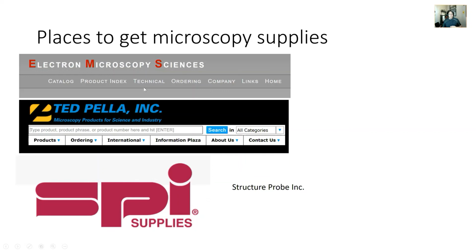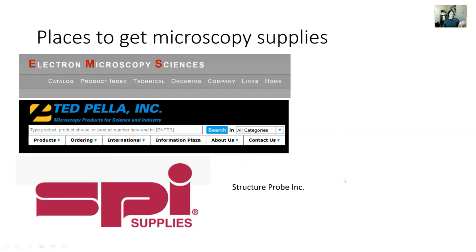Electron Microscopy Sciences, wide range of stuff. Ted Pella, also wide range of stuff. You can get a lot of holders and Hitachi parts, and probably JEOL as well, or whatever company you're dealing with, Zeiss, whatever, from Ted Pella. These folks have a lot. I think they have a machine shop, and they have a lot of nice jigs, so you can get mounts for metallography to put in a SEM and stuff like that. But these are three places I get.